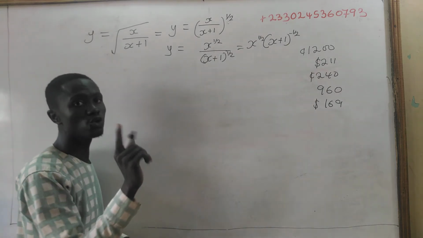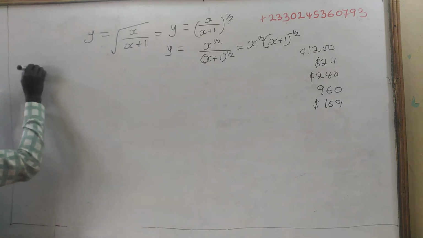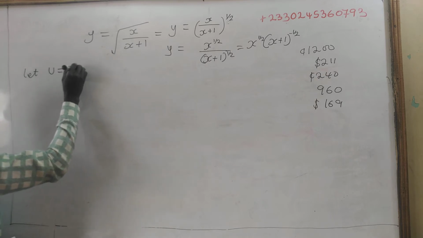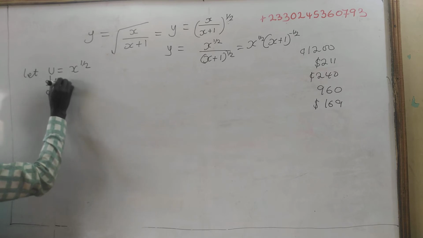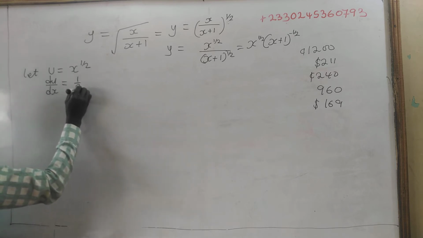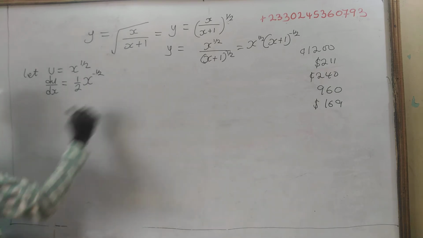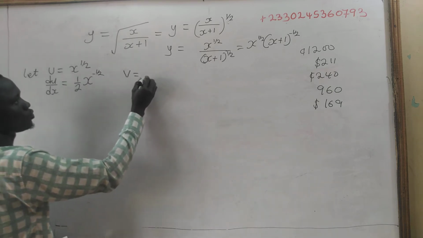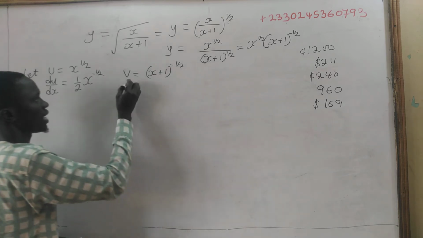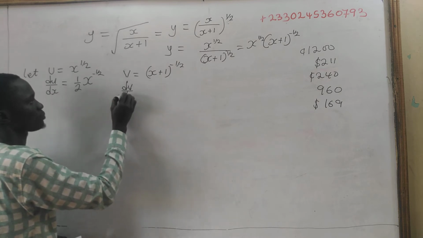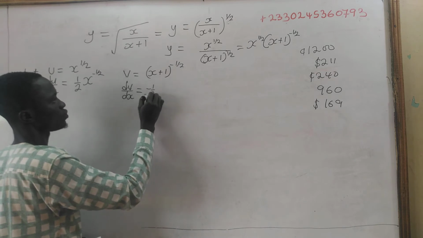So now we can use the product rule. Here we will let u be equal to x to the power 1/2. The derivative of u with respect to x is 1/2 times x to the power negative 1/2. And then we will let v be equal to (x+1) to the power negative 1/2. And the derivative of v with respect to x, we will bring the power in front, negative 1/2.